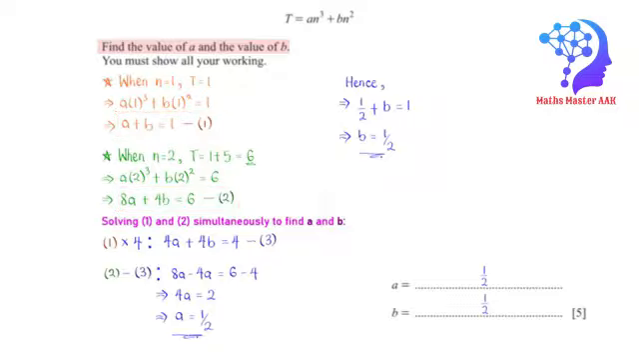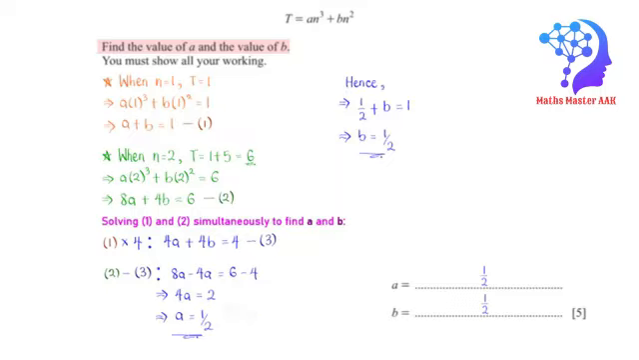When we multiply equation 1 by 4, we have 4 times a, which is 4a, 4 times b is 4b, and 4 times 1 is 4. Let's label this equation 3. So now when we subtract equation 3 from equation 2, we have 8a minus 4a, 4b minus 4b, which is 0. And so it cancels out, and we have 6 minus 4. 8a minus 4a is 4a, and 6 minus 4 is 2. When we make a the subject, we get 2 over 4, which simplifies to 1 over 2.